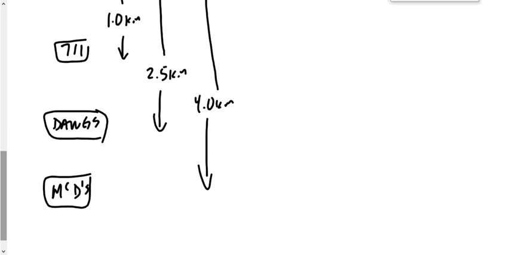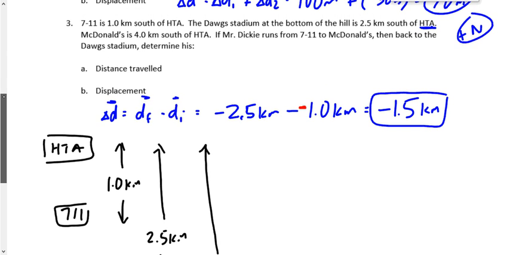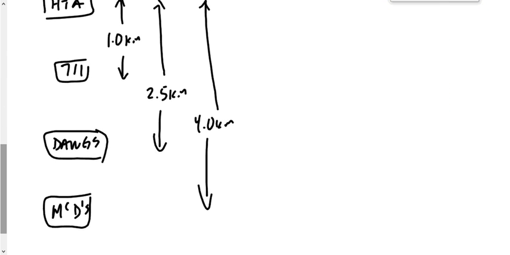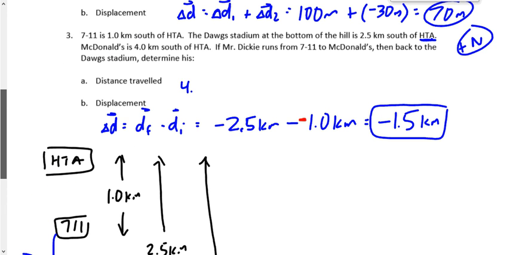So what did I do? I started at 7-Eleven, then went to McDonald's, then back to the dog stadium. My distance traveled would be what? From 7-Eleven to McDonald's is how far? 3 kilometers? And then McDonald's to the dog stadium would be what? Looks like 1.5 kilometers. What's my distance traveled? My distance traveled would be 4.5 kilometers.